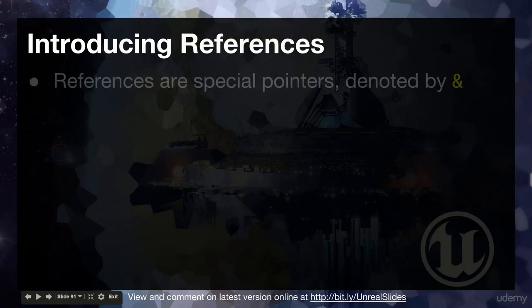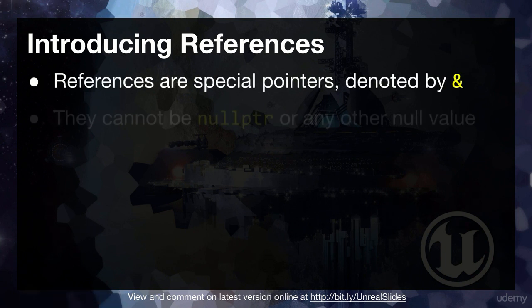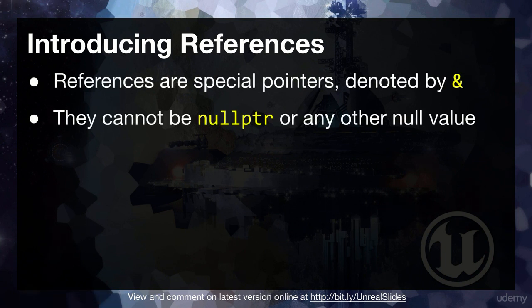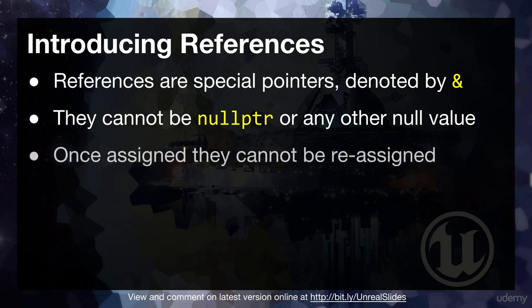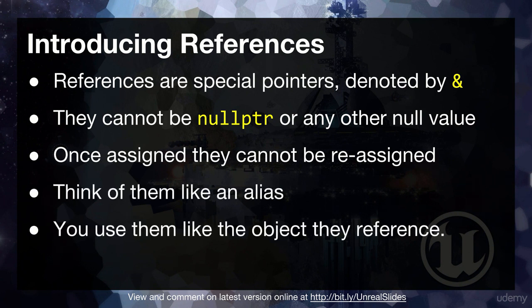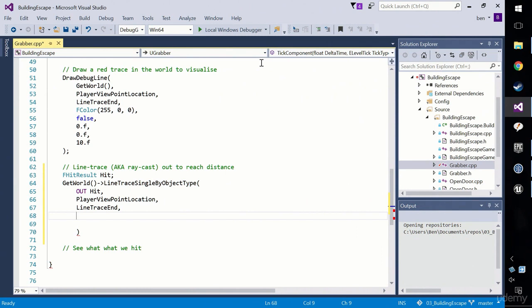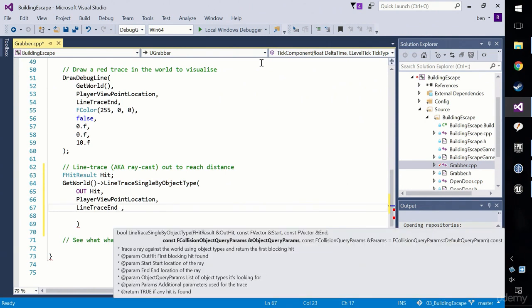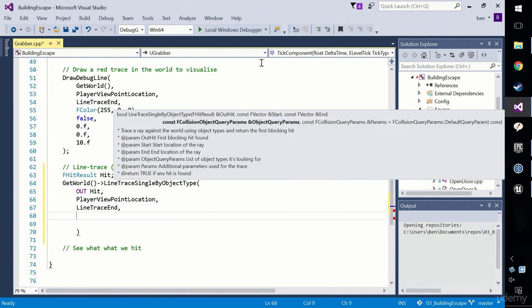So introducing references. References are special pointers denoted by an ampersand. They can't be null pointer or any other null value. You'll discover with pointers later that we can point them at nothing, not the case with a reference. They can only be assigned. They cannot be reassigned. So once you've assigned a reference to a particular object, that's it. It's stuck with it. And think of them just like an alias. You basically use them just like the object they reference. So they're not too scary. They behave very much like an alias to the object they're referencing. Okay, so back over here, the next type of parameter that it says we want is an fCollisionObjectQueryParams. What is that? Well, let's go take a look at it.